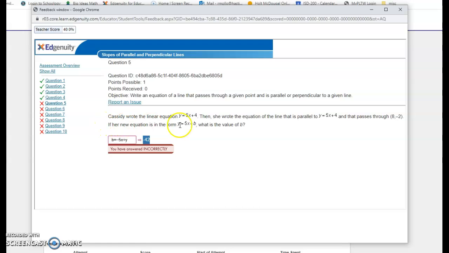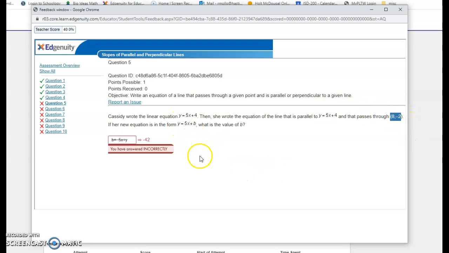So we're looking for a new equation, and it gives us y equals 5x plus b. We need to figure out what b is. It tells us over here that x is 8 and y is negative 2. Remember, the first number is always x, the second number is always y. So instead of 5 times x, I'm going to say 5 times 8, and that's 40. Instead of y equals, I'm going to say negative 2 equals.